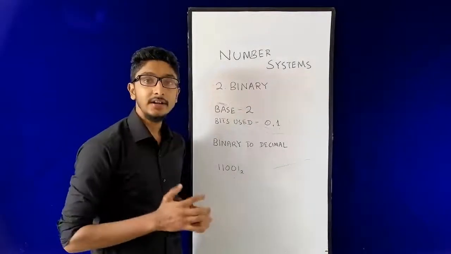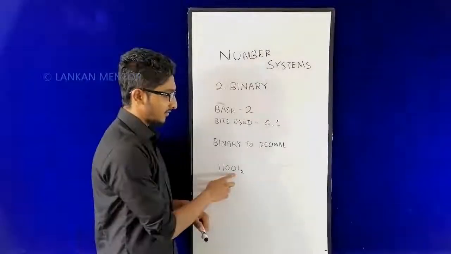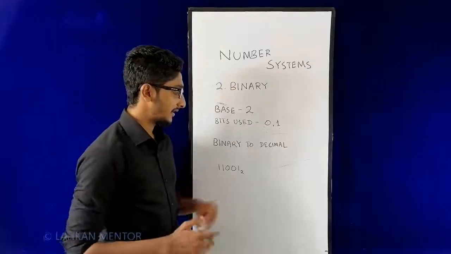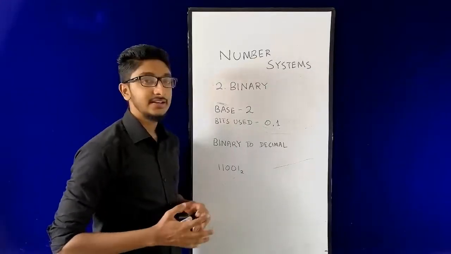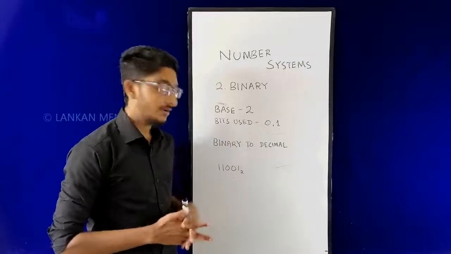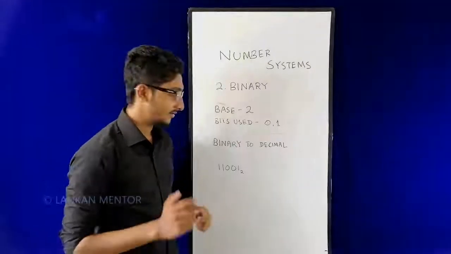Okay, I have written a binary number, 11001 base 2. So it is a binary number, right? So we are going to change it into a decimal number. You are going to find the decimal value of this binary number.